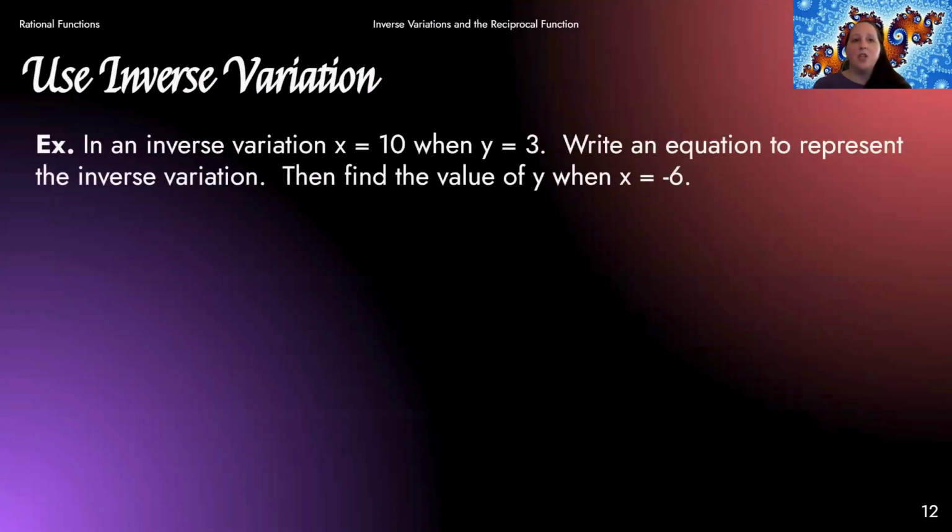In an inverse variation, x equals 10 when y equals 3. Write an equation to represent the inverse variation. Then find the value of y when x equals 6, negative 6.